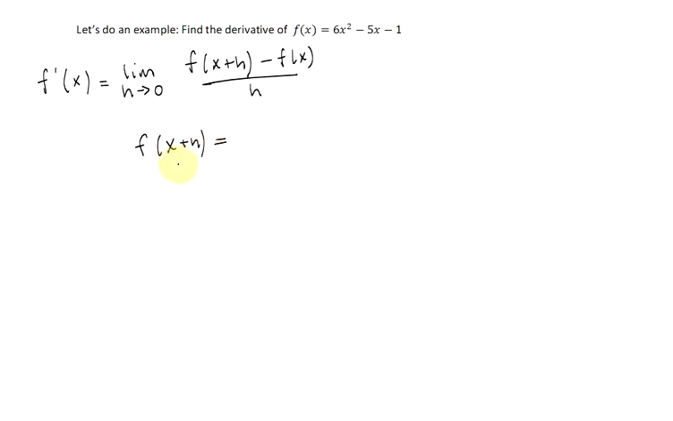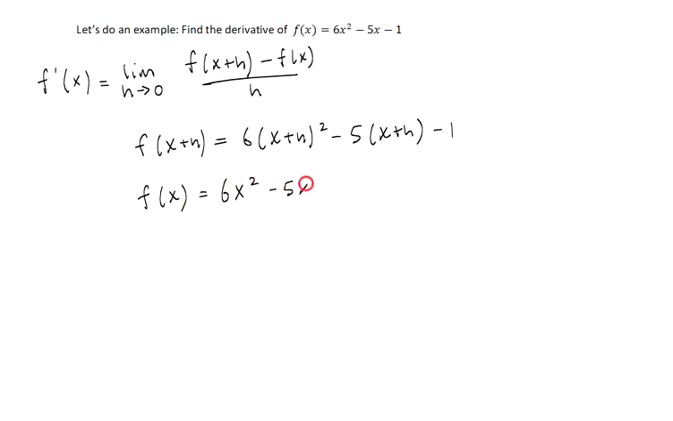And to do that, we need to remember that when you have function notation and you have something here in parentheses, that means that we need to replace x with whatever's in parentheses. So instead of 6x squared, I'm going to write 6(x plus h) squared. Instead of minus 5x, I'm going to write minus 5(x plus h), and then minus 1. So this represents f of x plus h. Then my formula says to subtract f of x. Well, f of x is just the original function that we started with, so it's just 6x squared minus 5x minus 1. And then we're going to divide all that by h.